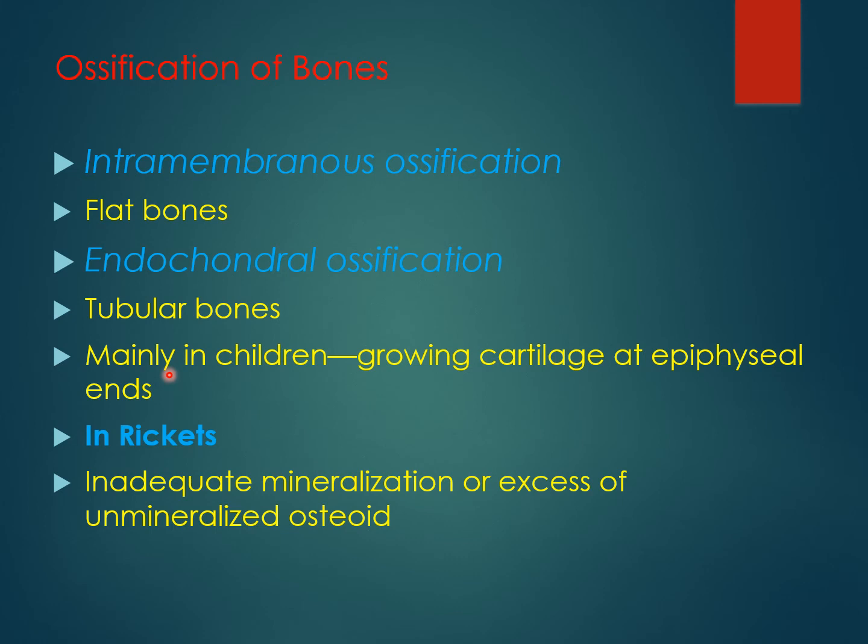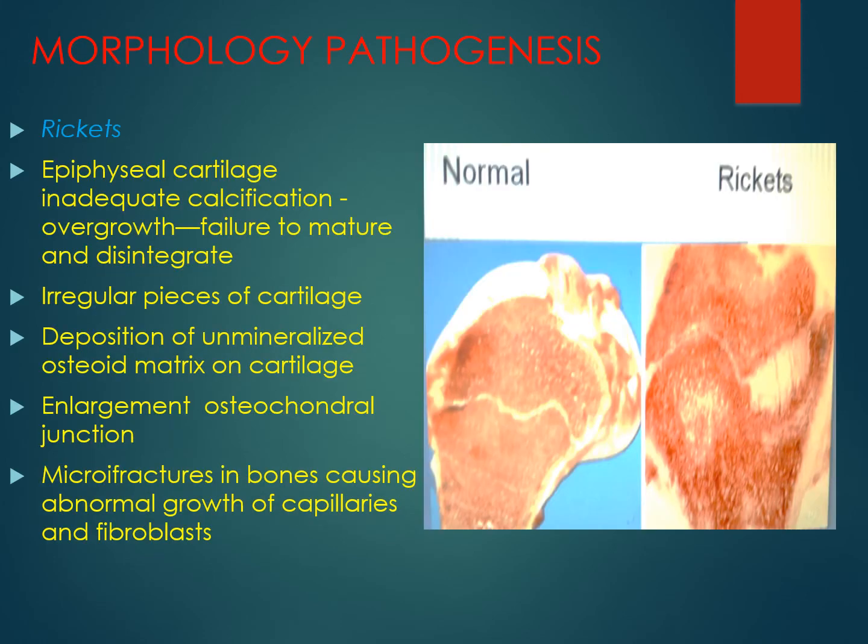Now, what happens in children in growing cartilage at epiphyseal ends? This function is disturbed because of lack of mineralization, and that results in rickets, and we will subsequently find out that. Now, what happens in rickets? In the growing cartilage epiphyseal end, there is inadequate calcification that will result in the overgrowth of cartilage, and the cartilage will overgrow in the form of irregular pieces, and osteoid matrix will be laid down on this irregular overgrown cartilage, which again will not be mineralized. So again there is excessive deposition of unmineralized osteoid matrix.